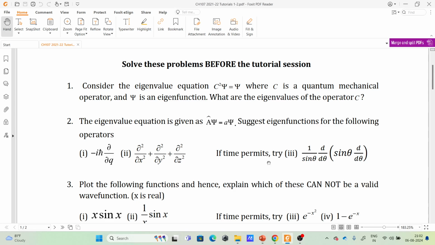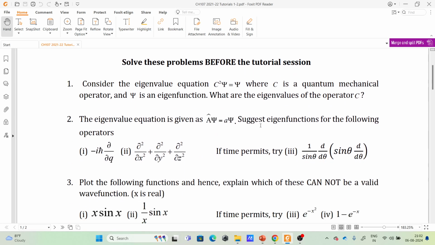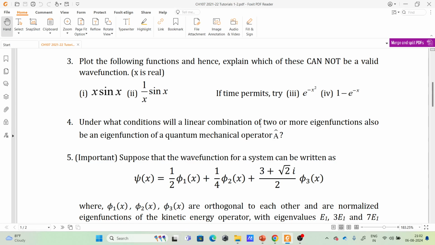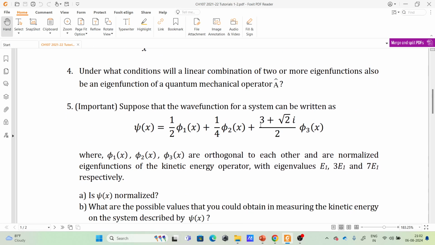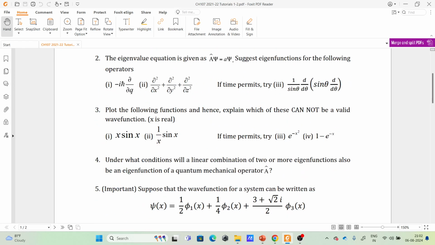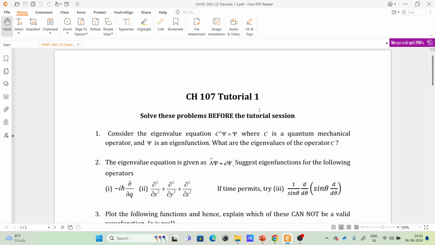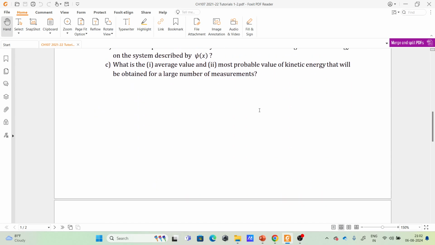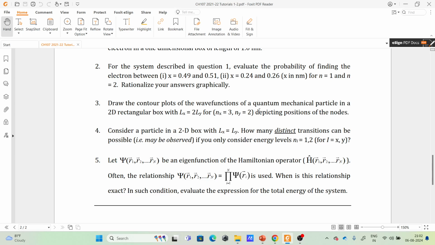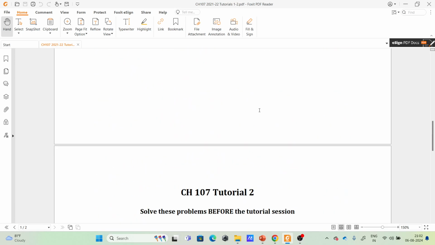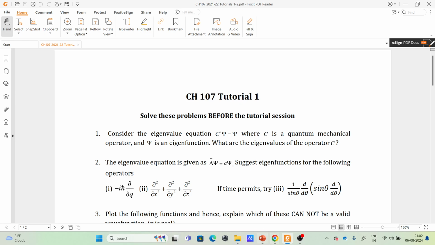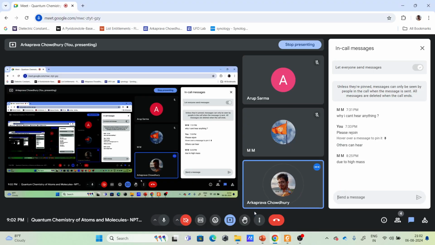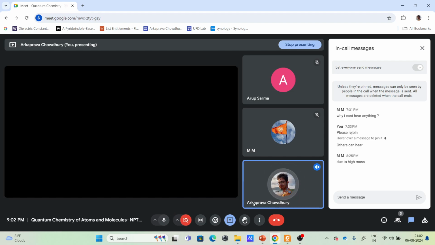This tutorial problem that you can check out has some operator related questions. That would be beneficial for you, and we will solve these problems also. We may not be able to solve all the problems, but we'll be able to solve some. Okay. So with that, I am stopping sharing. Stop presenting my screen.